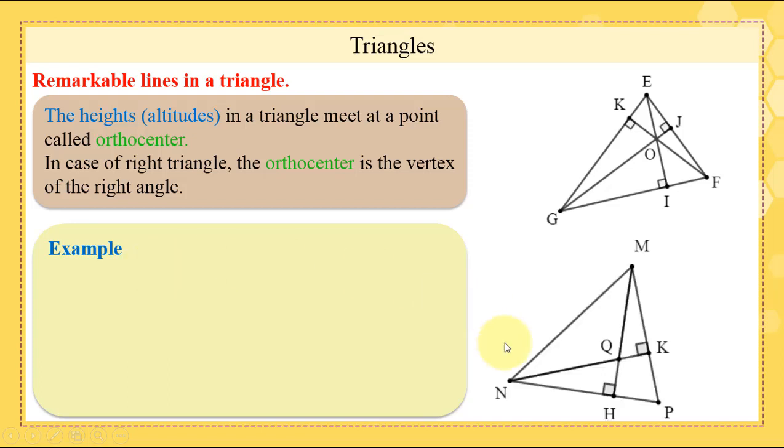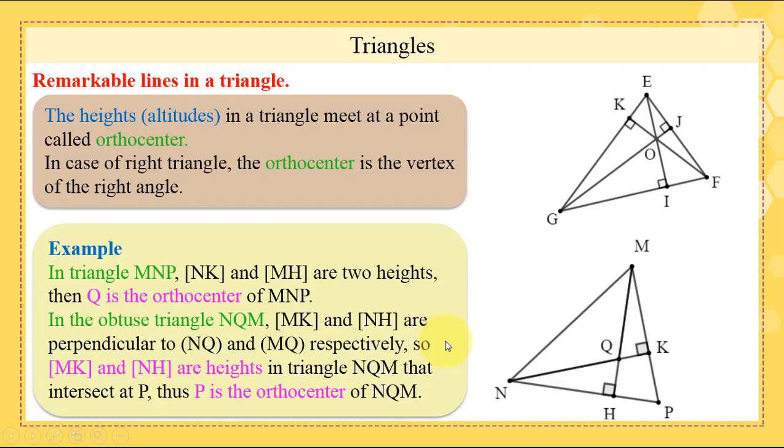Example: in triangle MNP, we have the two heights MH and NK intersect at Q, then Q is the orthocenter of triangle MNP. Now, if we take the obtuse triangle MQM, we have MK and MH perpendicular to MQ and MQ respectively. So, MK and MH are the heights in the triangle, but these heights intersect outside the triangle. They intersect at point P. In an obtuse triangle, the orthocenter is outside the triangle.